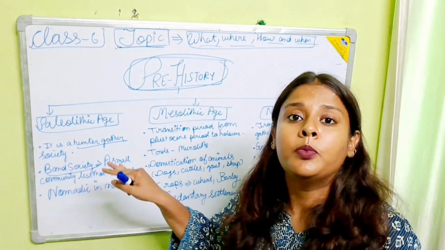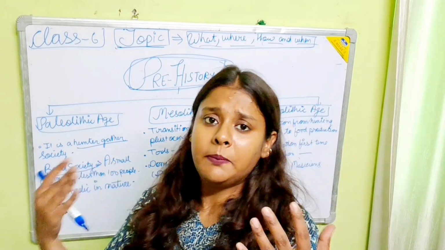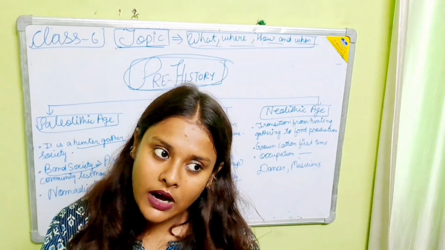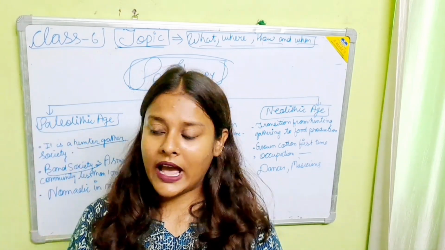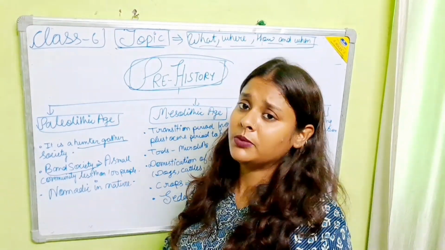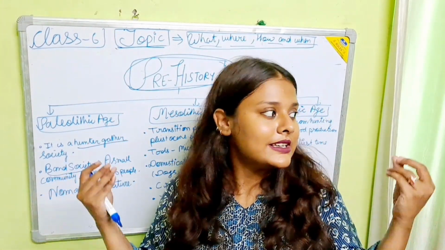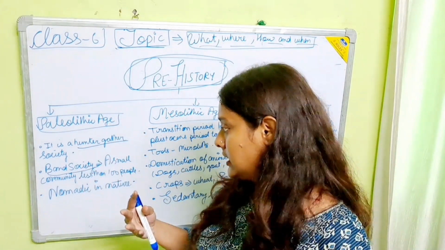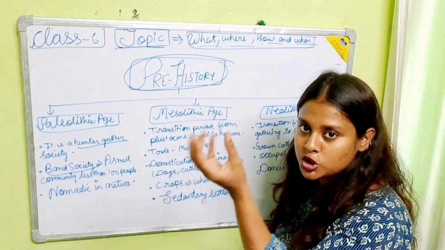They don't have a permanent residence. Nomadism is when people move from one place to another without any aim. This is known as nomadism. So this society is nomadic in nature. They move from one place to another as they were unaware of what is in their surroundings. Now they use tools made of stones.